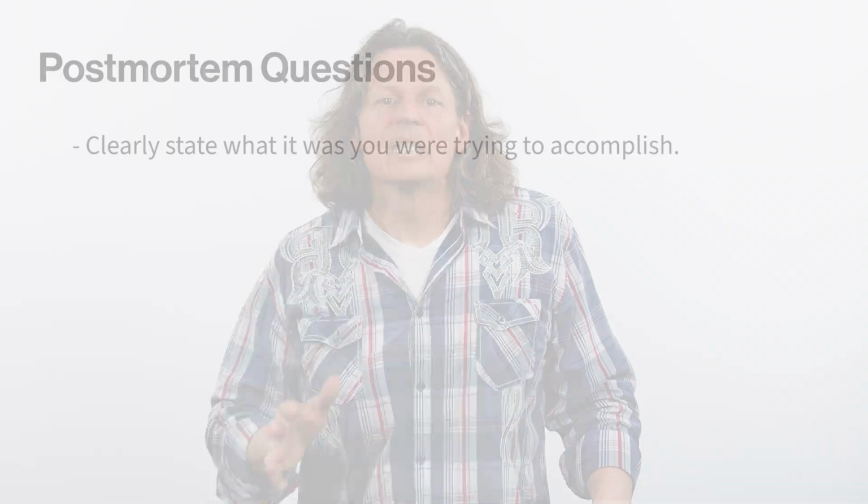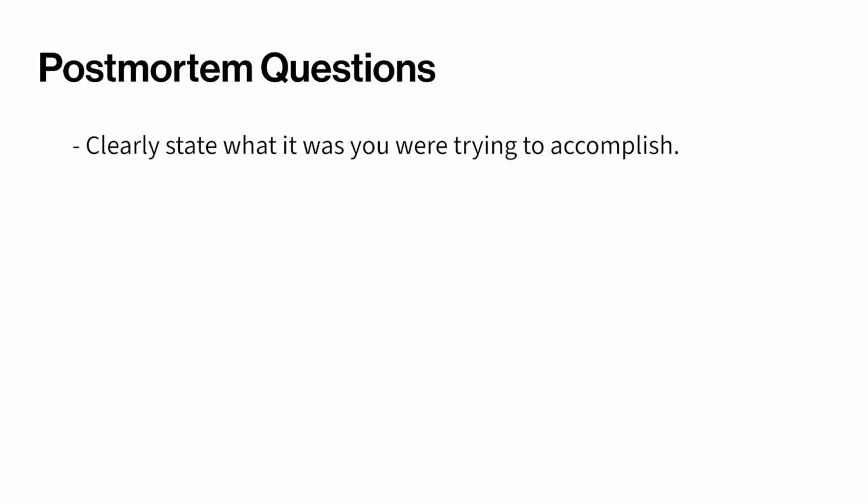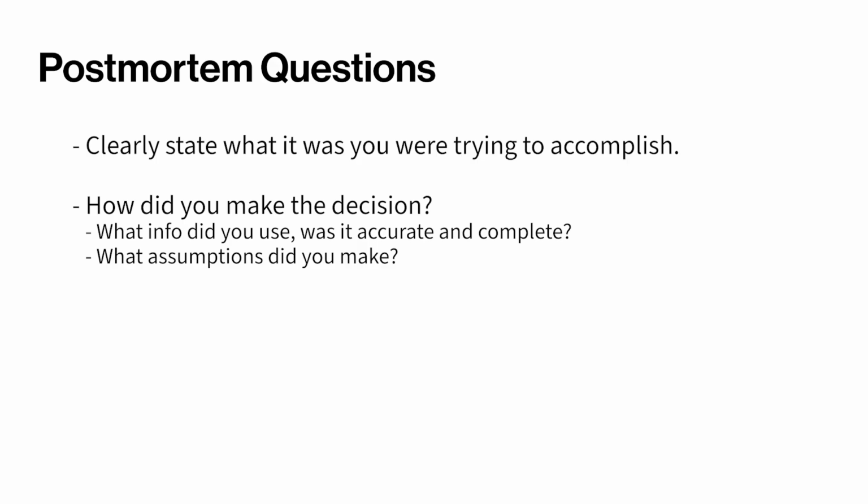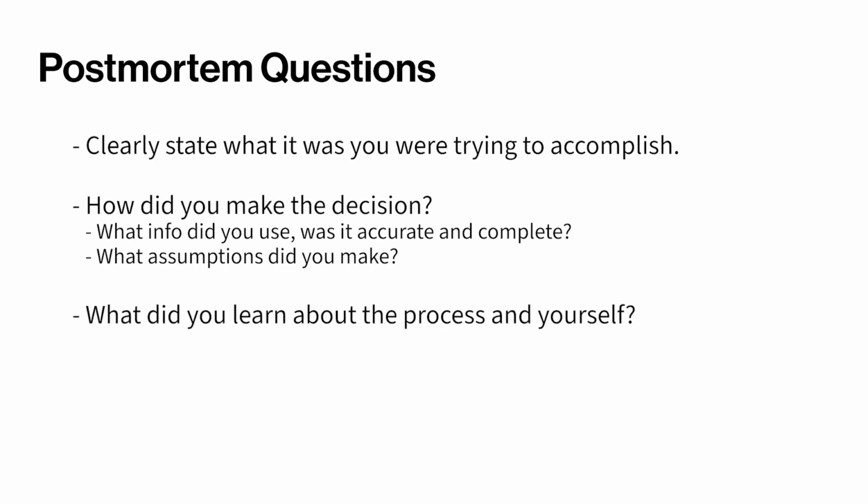All right, so for postmortem questions, here's a sample postmortem. Clearly state what it was you were trying to accomplish, right? Because you go back and say, oh, I got this thing, but was that what you were trying to accomplish? Oh, well, no, that wasn't what I was trying to accomplish, so maybe I got lucky. So what was it you were trying to accomplish? How did you make the decision, right? What was the process you went through? What assumptions did you have? Were they accurate? What information did you use, right? Okay. What did you learn about the process and yourself?